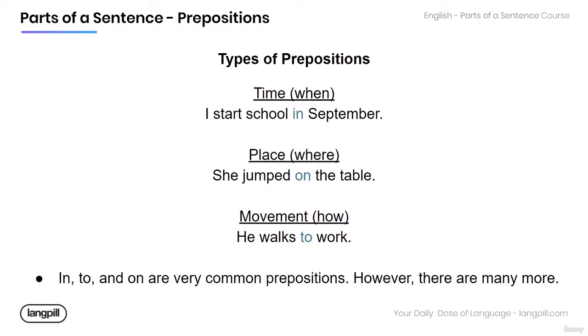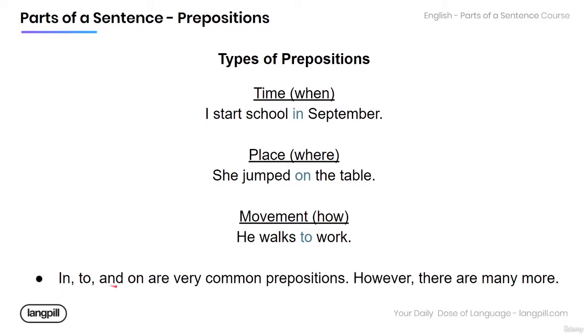Now, what types of prepositions do we have? We have time prepositions. These tell us when something is happening, right? I start school in September. So school starts in September. It's when. We have place prepositions. These tell us where. She jumped on the table. Okay? Movement. Tell us how. He walks to work. Okay?